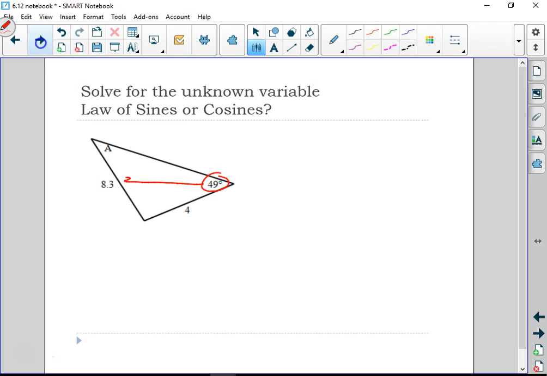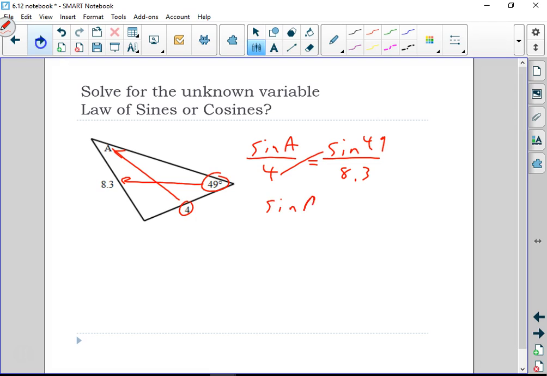We have an angle and its opposite side. We have a side just missing the angle. So we can say the sine of A over 4 is equal to the sine of 49 over 8.3. So we type that in our calculator. That's literally what we do. We're going to do 4 times the sine of 49 divided by 8.3. That's going to give us a decimal.